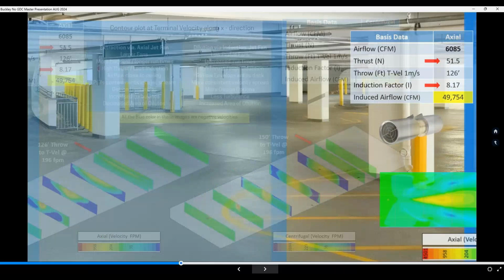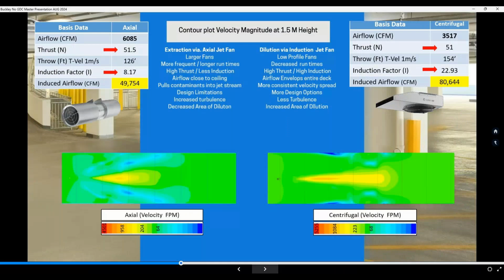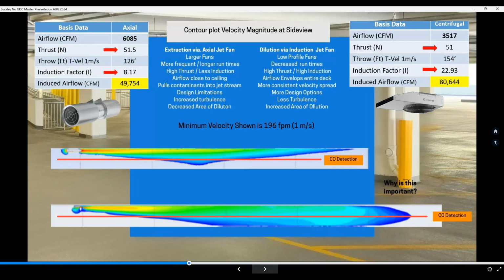For expediency here, I'm going to skip this and move right to the slide that probably will give us the better illustration. And that's this right here. This is the contour plot velocity magnitude at side view. Here's what we're illustrating here. If we look at the top image and compare that to the bottom image, the top image through CFD analysis, we're illustrating the airflow pattern of the axial jet fan versus the centrifugal.